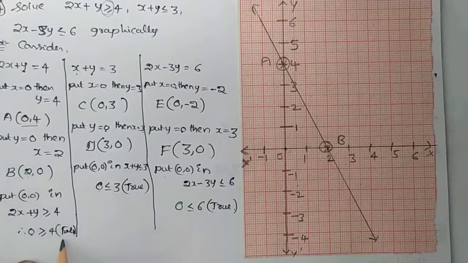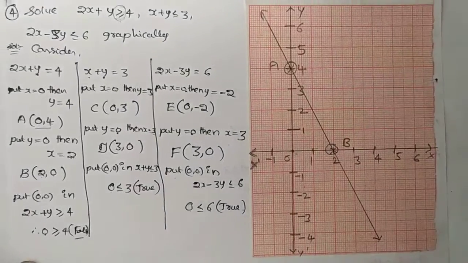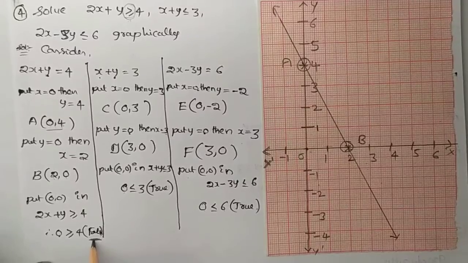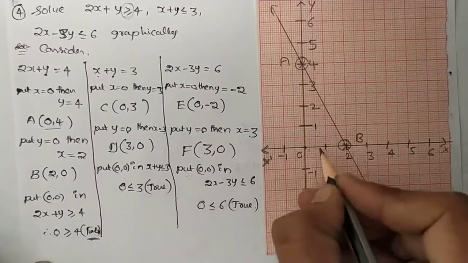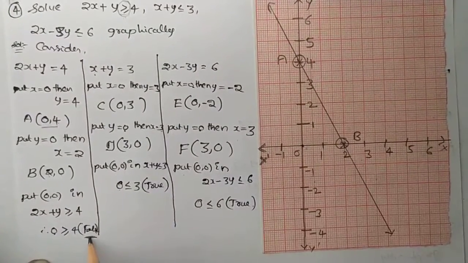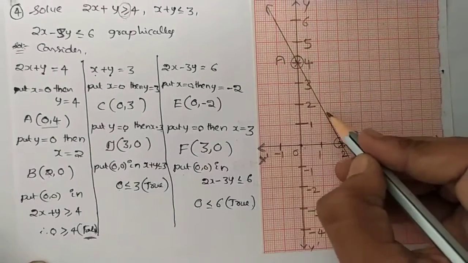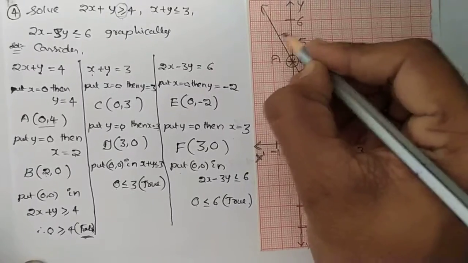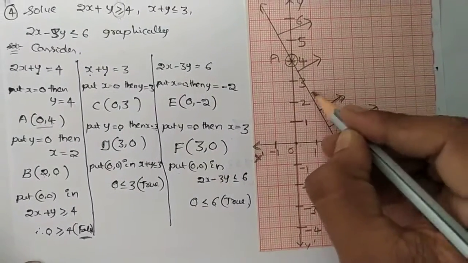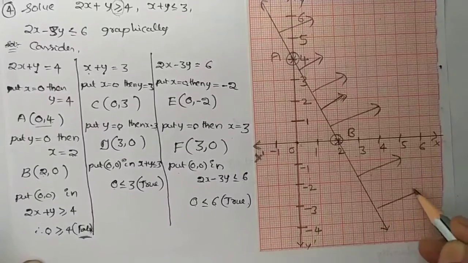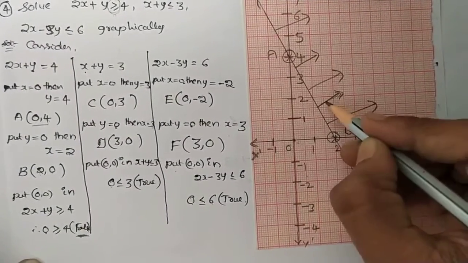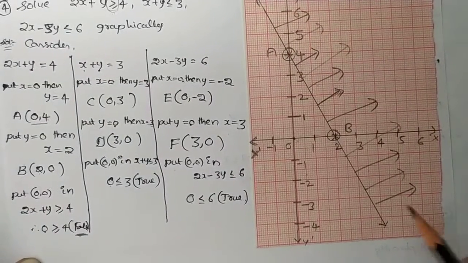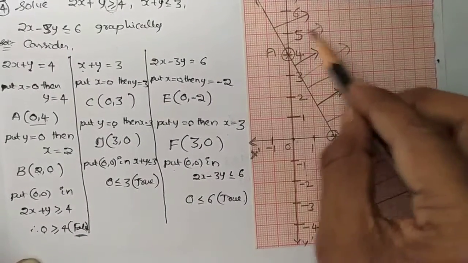Right, next here the result is of what? False. This inequality is giving that the result is false. If it is false, where we have to shade? It is the origin. Apart from the origin, like this we have to shade. This region will be like this. Are you getting what I am saying? We have to shade like this.